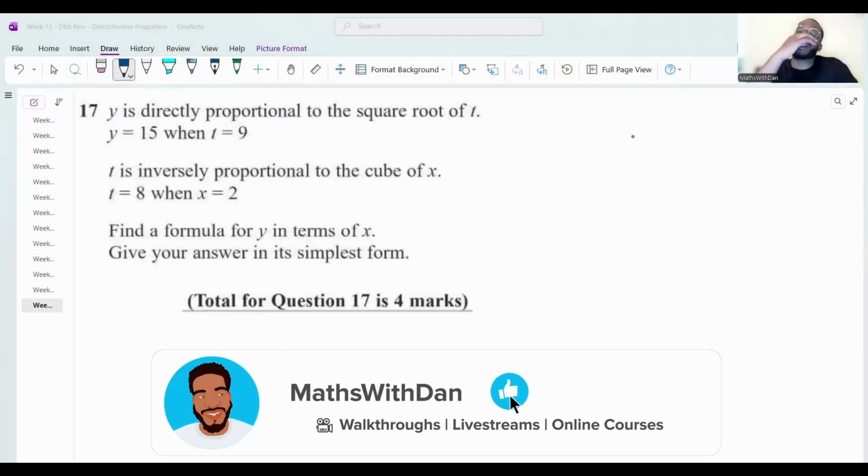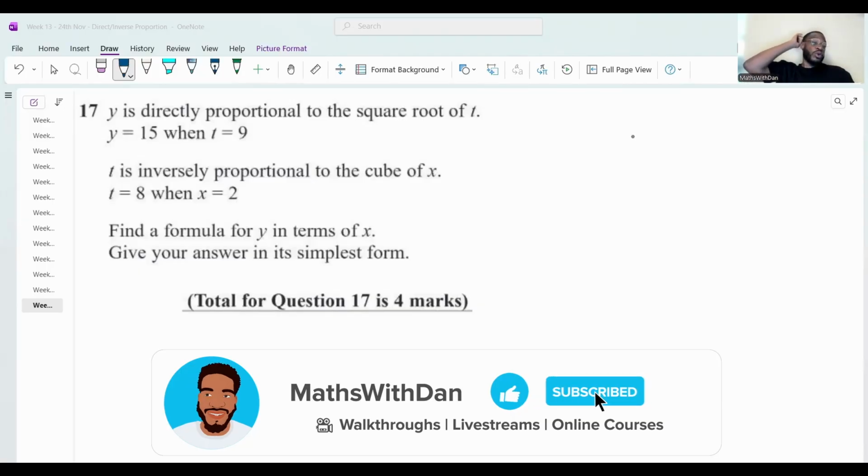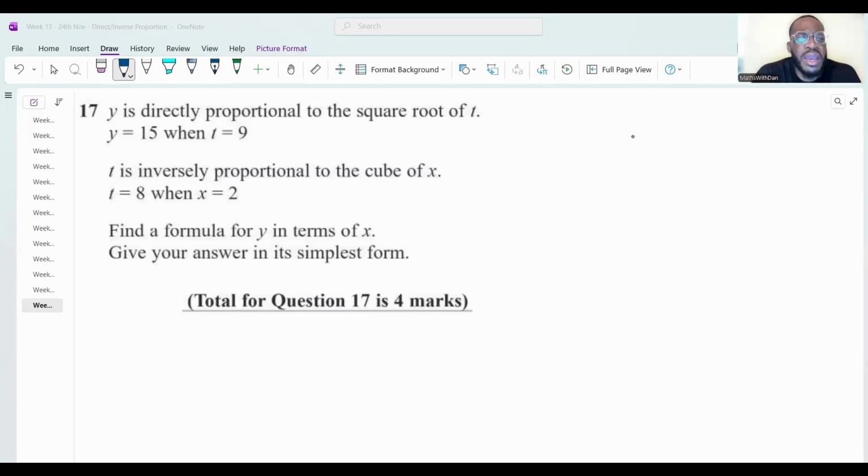So it says y is directly proportional to the square root of t when y equals 15 when t equals 9. T is inversely proportional to the cube of x. T equals 8 when x equals 2. Find the formula for y in terms of x, give your answer in its simplest form. And this is a 4 marker.